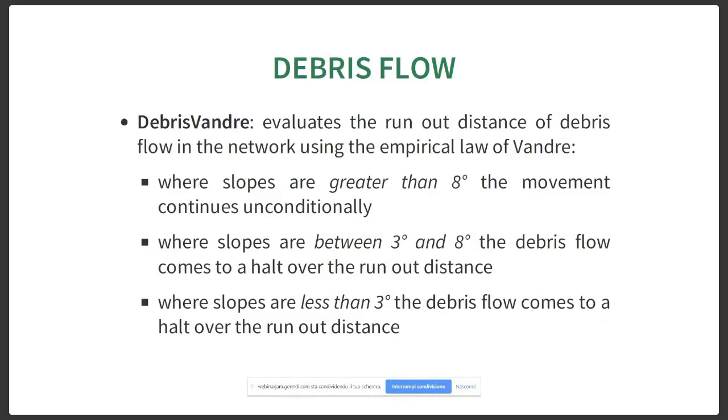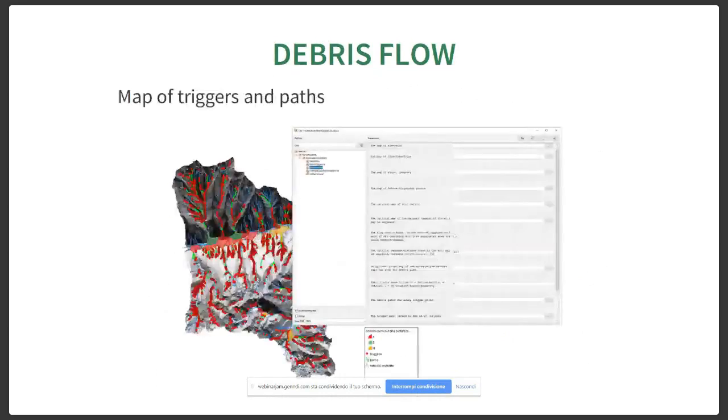Where slopes are greater than 8 degrees, the movement continues unconditionally. Where slopes are between 3 and 8 degrees, the debris flow comes to a halt over the runout distance. And where slopes are less than 3 degrees, the debris flow comes to a halt over the runout distance. This is an example of the map of the triggers and the path in green.